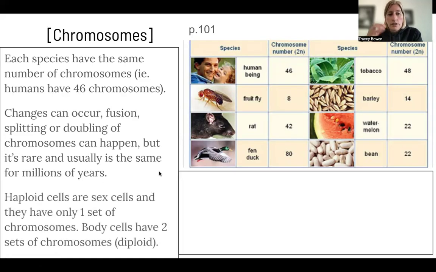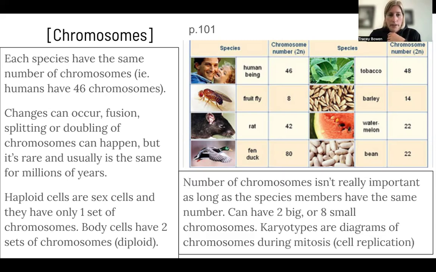Haploid cells are sex cells, and they only have one set of chromosomes, so that their one set can merge with another set to make a full set. So we say that those are 1N, or haploid. And body cells have two sets of chromosomes, meaning they're diploid, and they have half their chromosomes from mom and half from dad. And so there are 23 pairs of chromosomes in a human body. Chromosome 1 has 2 copies, chromosome 2 has 2 copies, all the way up to chromosome 23.